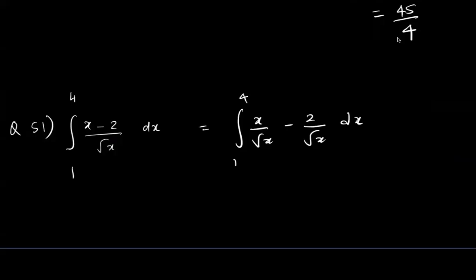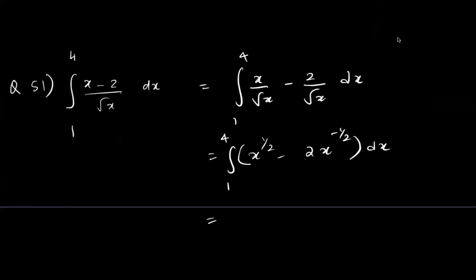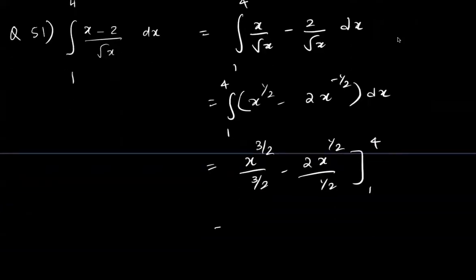So this can be rewritten as x to the power of 1/2 minus 2 times x to the power of negative 1/2 dx. So then I take this antiderivative. I have x to the power of 3/2 over 3/2 minus 2x to the power of 1/2 over 1/2 between the limits 1 to 4. Now this can be written as 2/3 x to the power of 3/2 minus 4x to the power of 1/2.